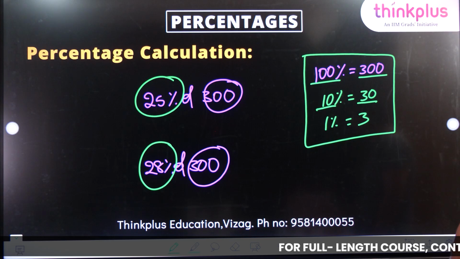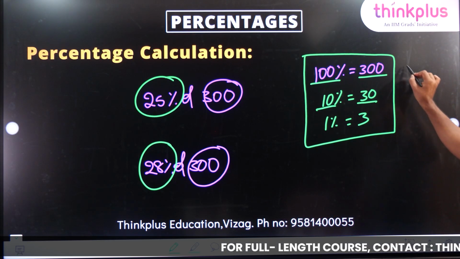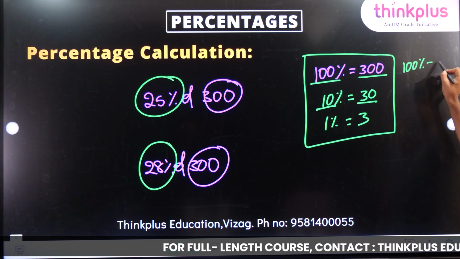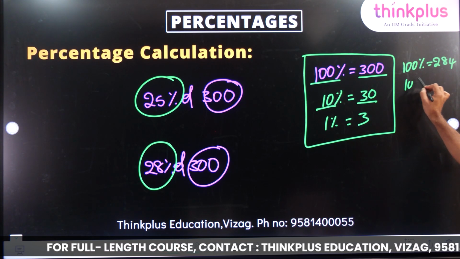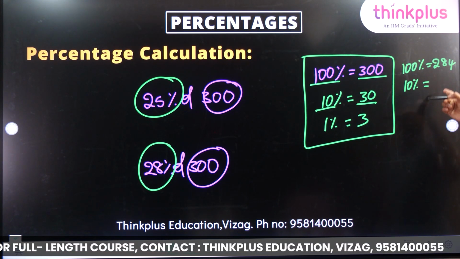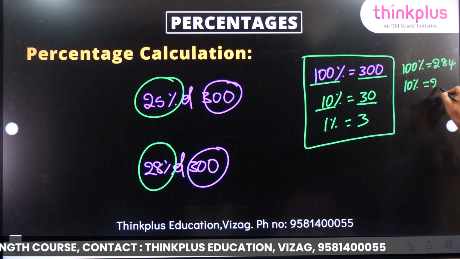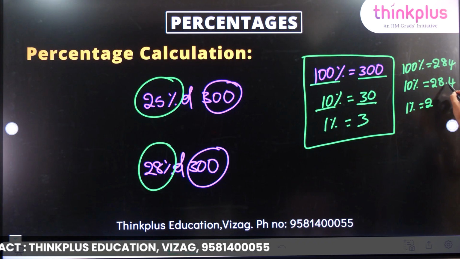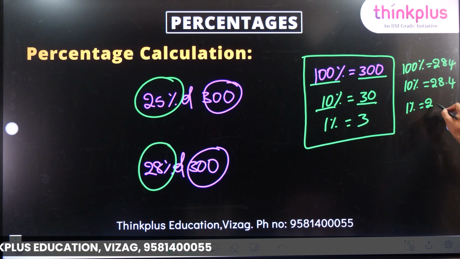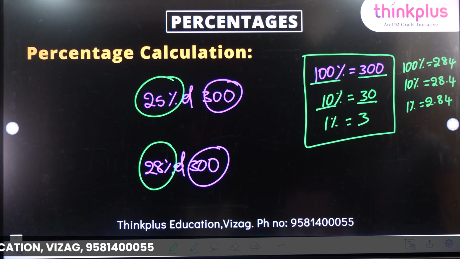100%, 10%, 1%. If I give you 100% is equal to 284, what is 10%? You can't remove a zero here because zero is not there. So I write 28.4. What is 1%? The point shifts again to the left side. This will become 2.84.